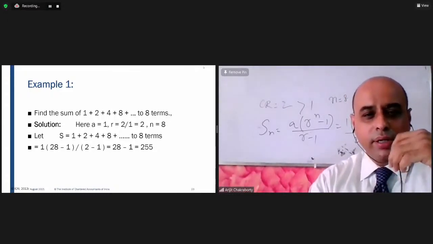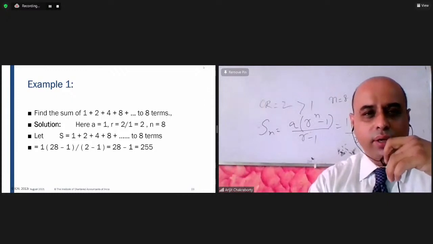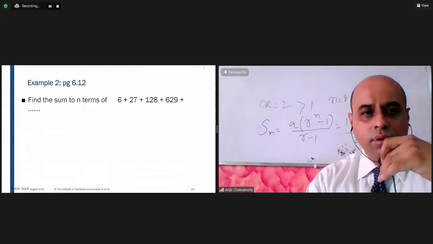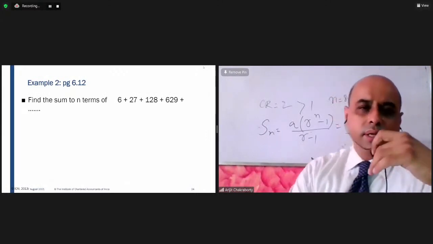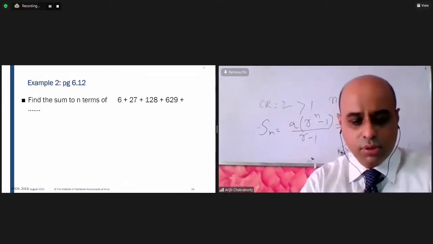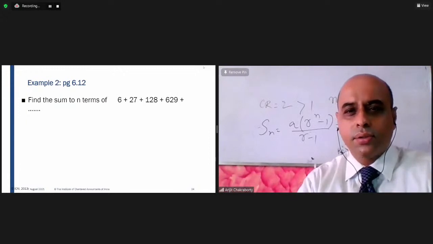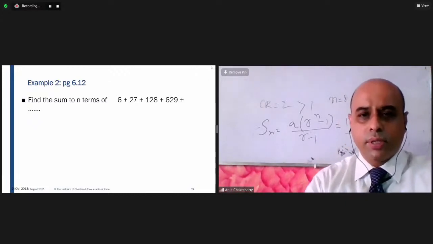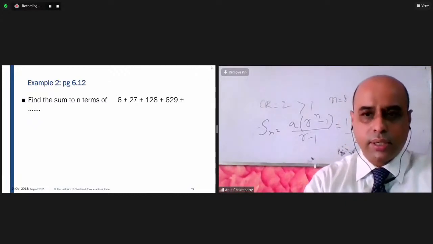2 to the power 8 minus 1 divided by 2 minus 1. So this is a simple one. Let us take example 2. I'm taking some of the examples in the study material also. Find the sum to n terms: 6 plus 27 plus 128 plus 629 and so on.